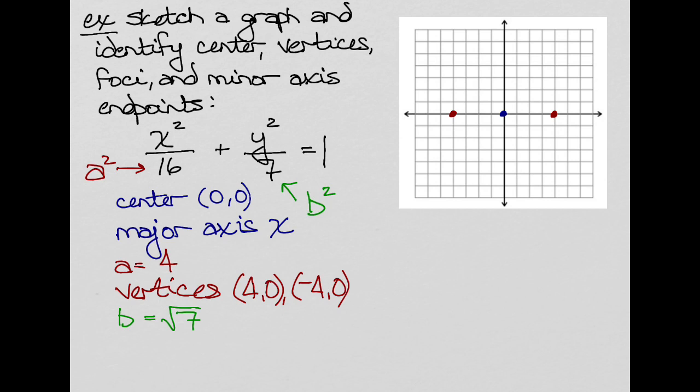So I'm going to go from the center along the minor axis, which is the y-axis, up and down a distance of the square root of 7, something between 2 and 3. That's good. There. So I can now identify my minor axis endpoints are (0, √7) and (0, -√7).